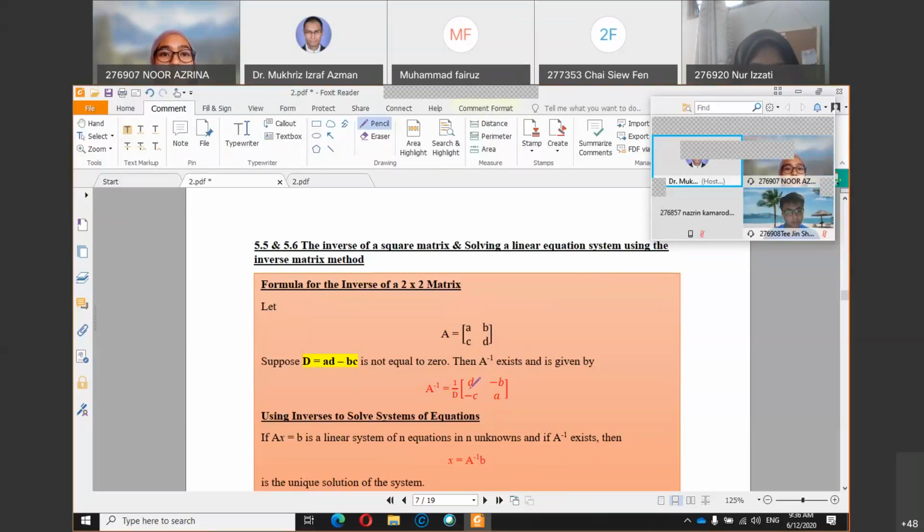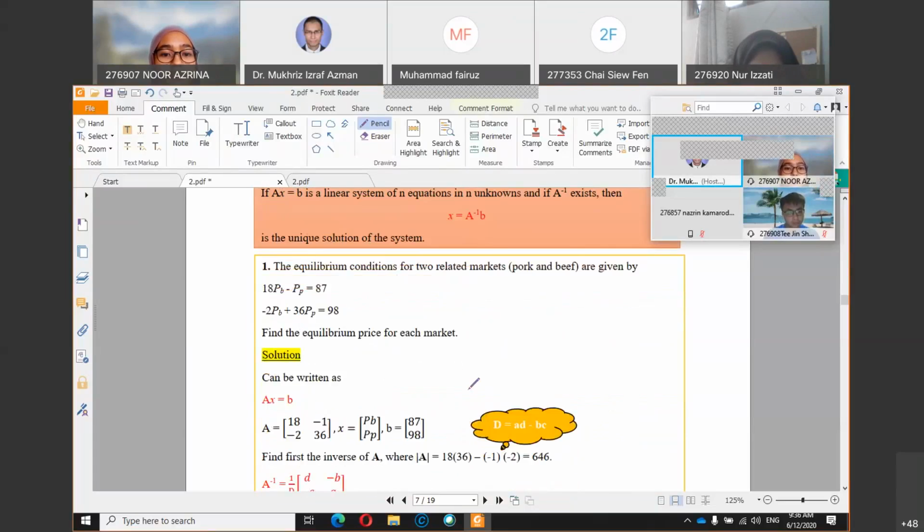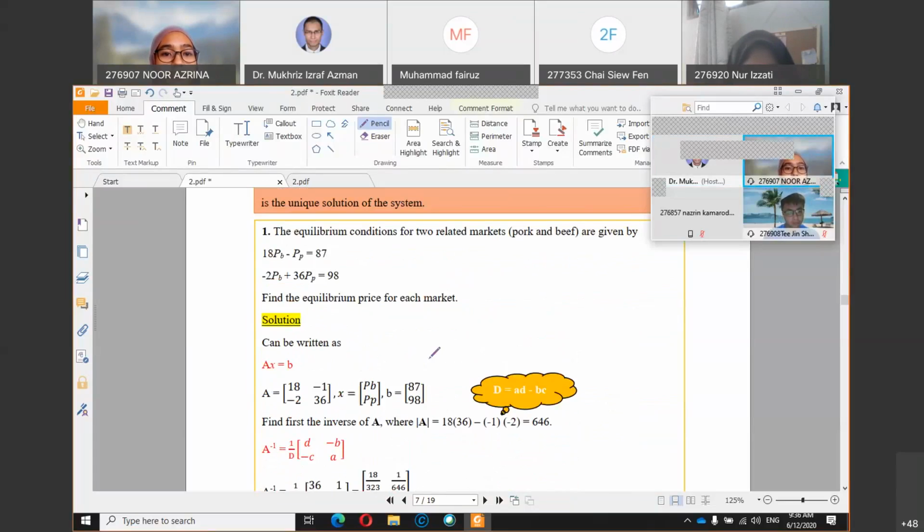Okay, formula for inverse matrix. Can you just explain this example here?